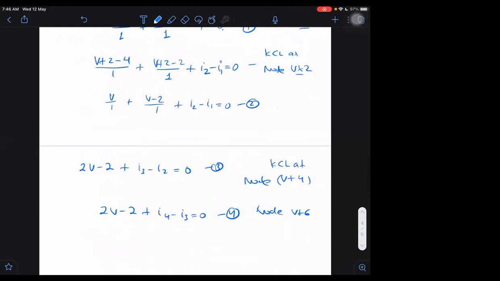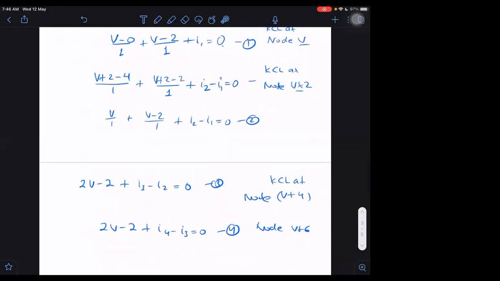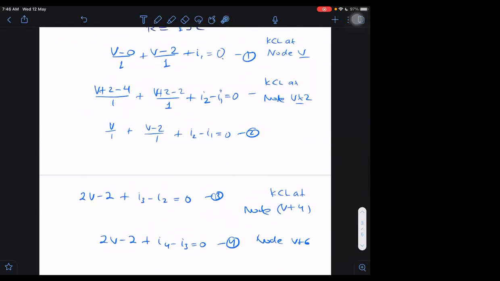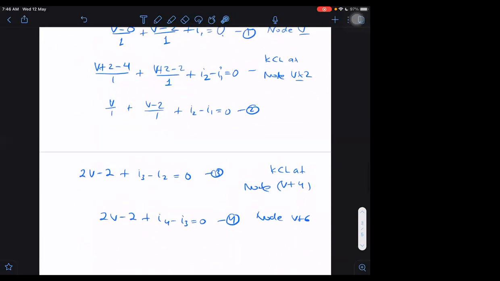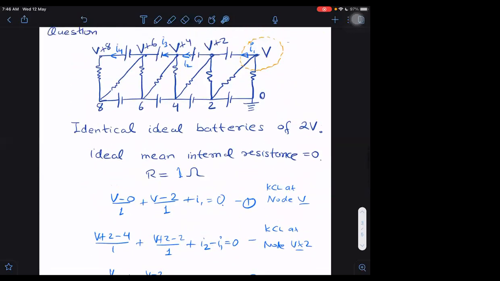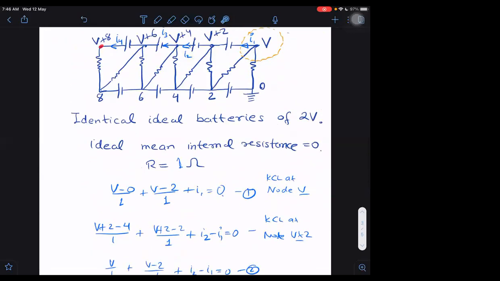Whenever we get such currents where I1 is positive in one and I1 negative in another, I2 positive, I2 negative, I3 positive, then the things are simple, because all we have to do is just add these up. But wait, one more equation is pending: the last node V plus 8, with I4.